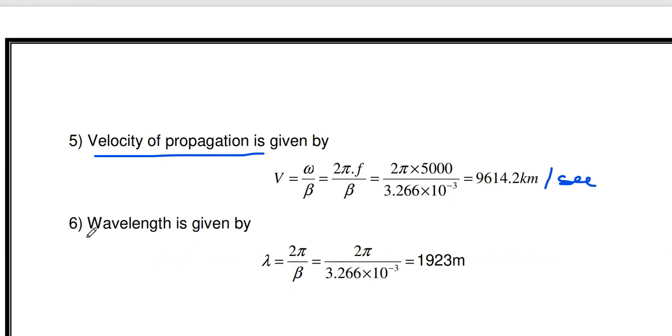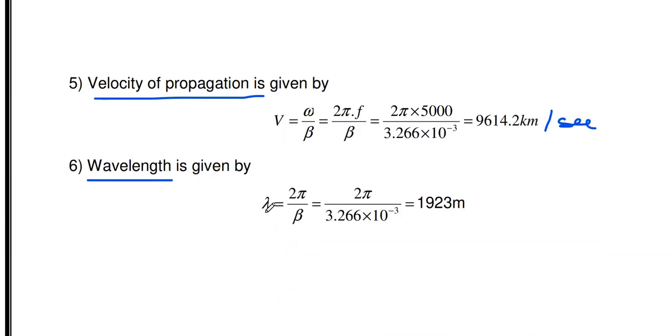Then the next one, the wavelength we have to find out. What is the formula for wavelength? The wavelength lambda is equal to 2 pi by beta. Beta is 3.266 into 10 to the power minus 3. Using a calculator, you just find the answer, 1923 meter. This is the answer for wavelength.